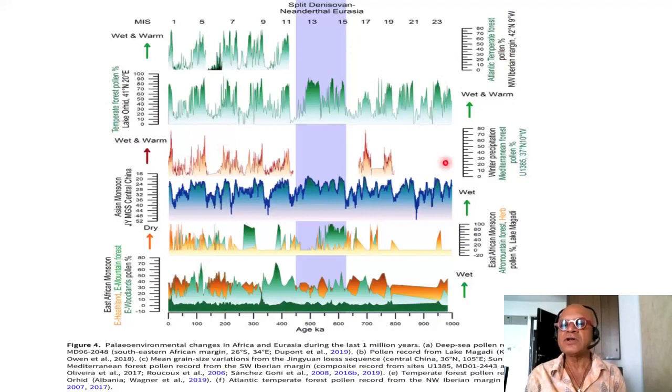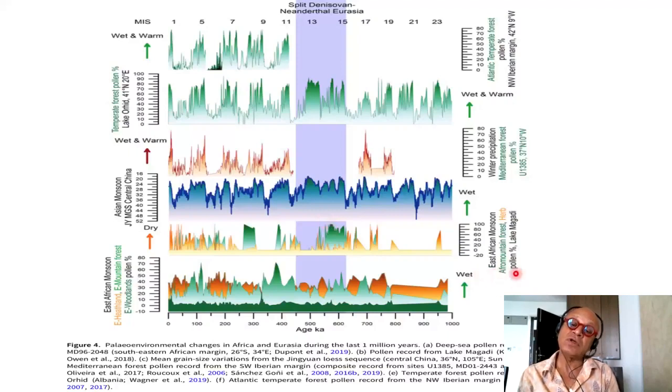Okay, here is the winter precipitation in the Mediterranean, forest pollen, wet and warm, and dry and cool. So here you can see again no record found there. Asian monsoon over central China, you can see again corresponds to wet and warm. So there is a consistency in regional climates across various places on the planet.